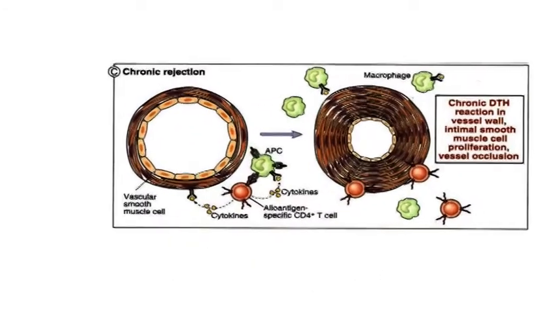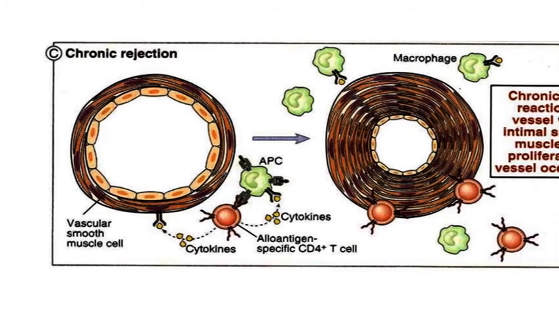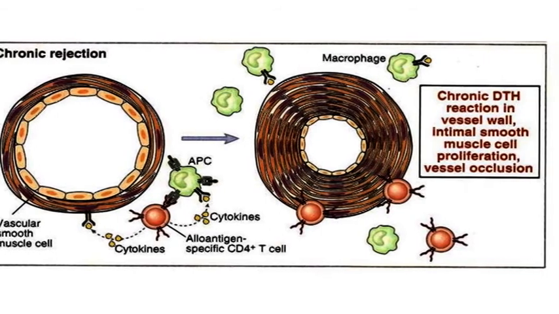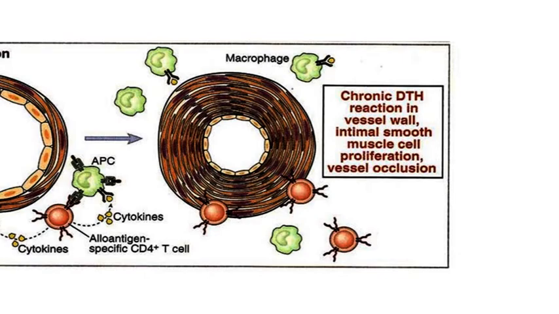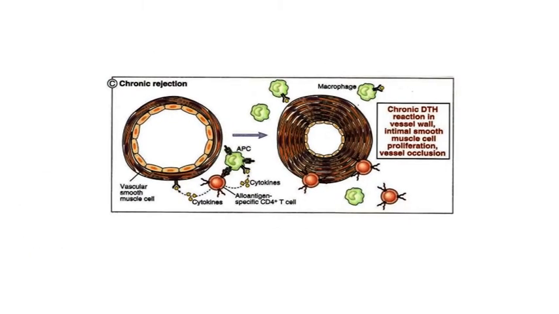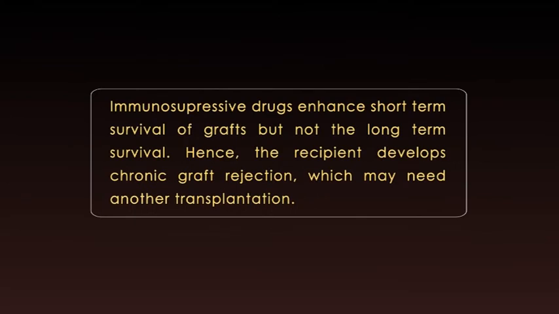Chronic graft rejection occurs months or years after transplantation. Its mechanism involves both humoral and cell-mediated immune response. In most of the allografts, the matching between the donor and the recipient is not always 100%, and the survival of the graft is mainly facilitated by the use of immunosuppressive drugs. Immunosuppressive drugs enhance short-term survival of grafts, but not the long-term survival. Hence, the recipient develops chronic graft rejection, which may need another transplantation.